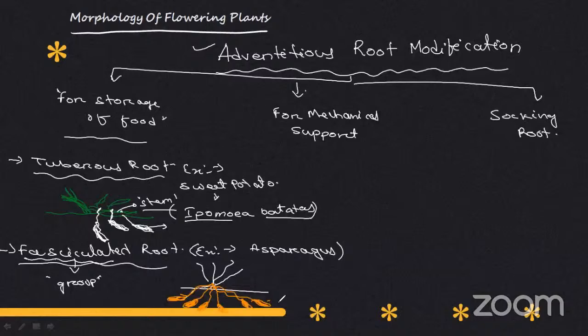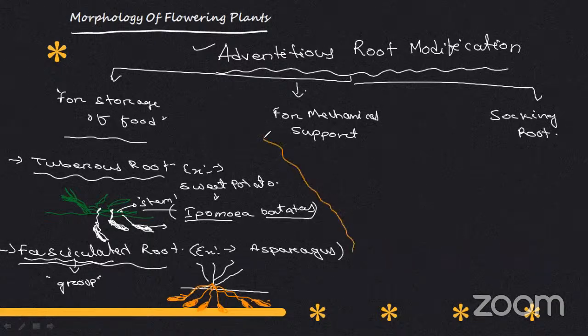And if you see them, they are meant for the storage of food, so they are modified into a larger shape as compared to a normal root. It is modified into a broader shape. So this is your fasciculated root.